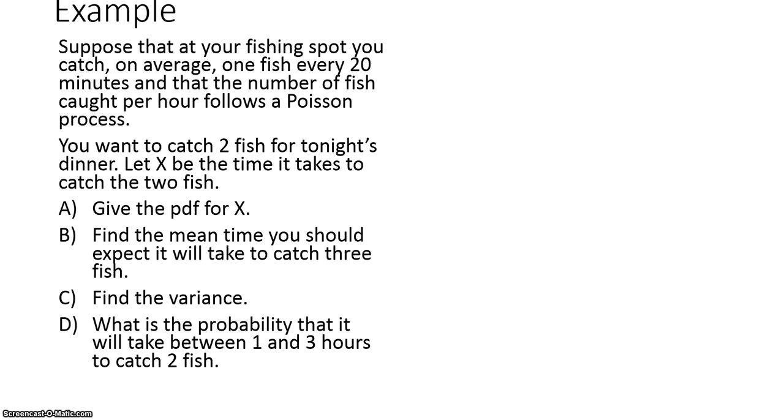So the things we're going to do, we're going to find the PDF for X. We're going to find the mean time you should expect it will take to catch, sorry, I typed 3 there, but it should be 2 fish, and the variance and the probability that it will take between 1 and 3 hours to catch the 2 fish. Okay, so let's work through this example.